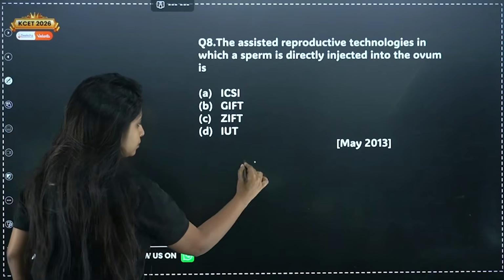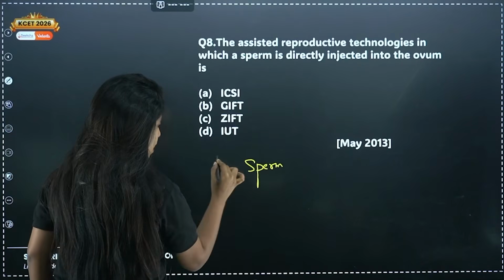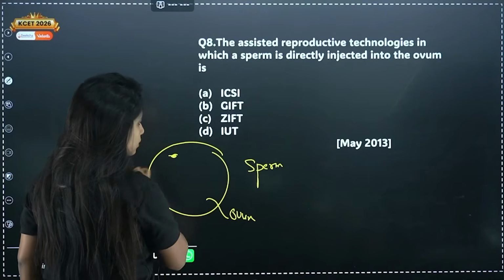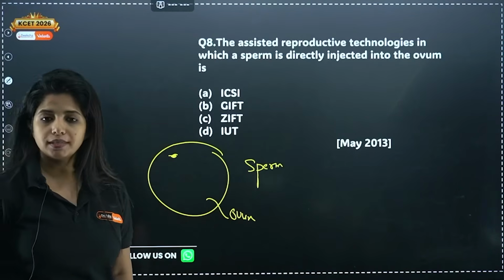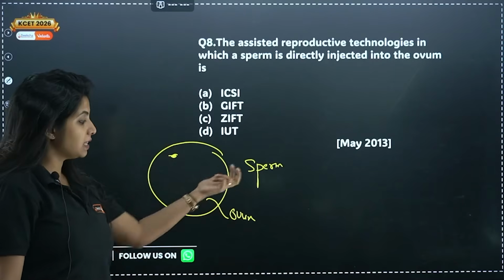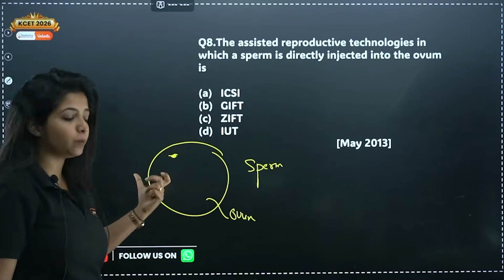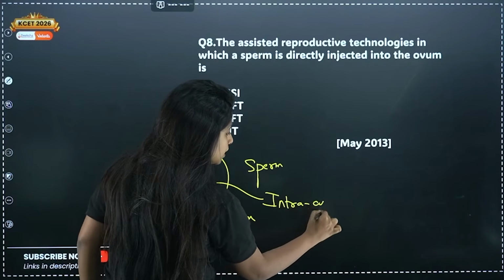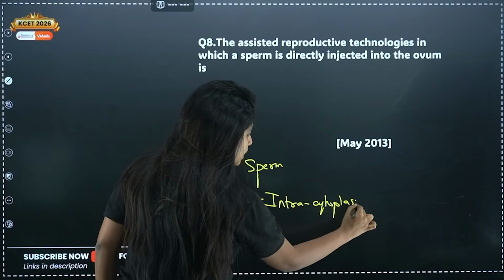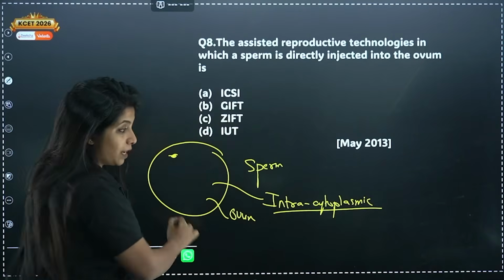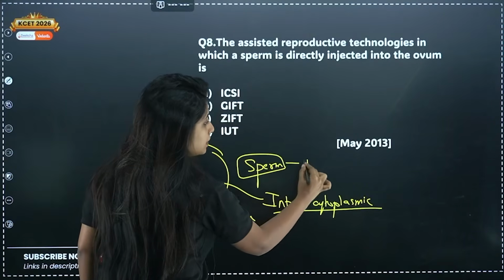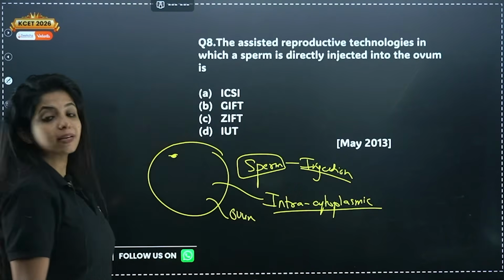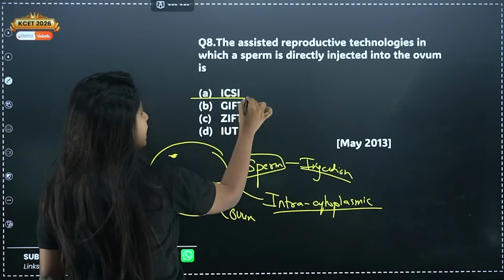Sperm is there and you're directly injecting this inside the ovum. What do you call this process? Since you're putting it inside the cytoplasm of the ovum, you call this intracytoplasmic sperm injection, ICSI.